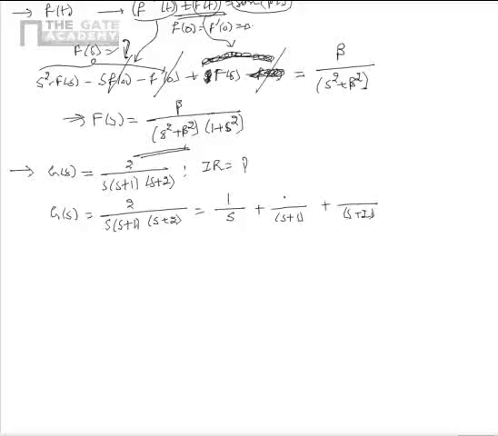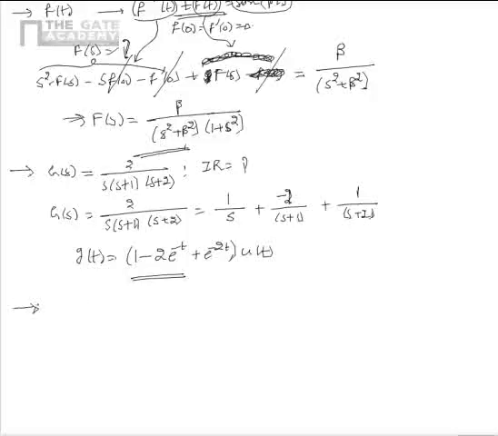So G of s will be equal to 1 by s minus 2 by (s plus 1) plus 1 by (s plus 2). So from this we can write that the impulse response of the LTI system is g of t equal to L inverse of G of s, which is equal to (1 minus 2 into e power minus t plus e power minus 2t) u of t. So this is the impulse response of the LTI system.